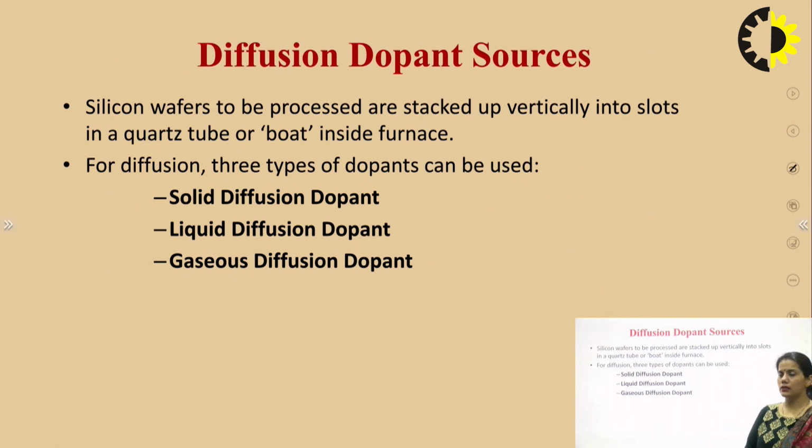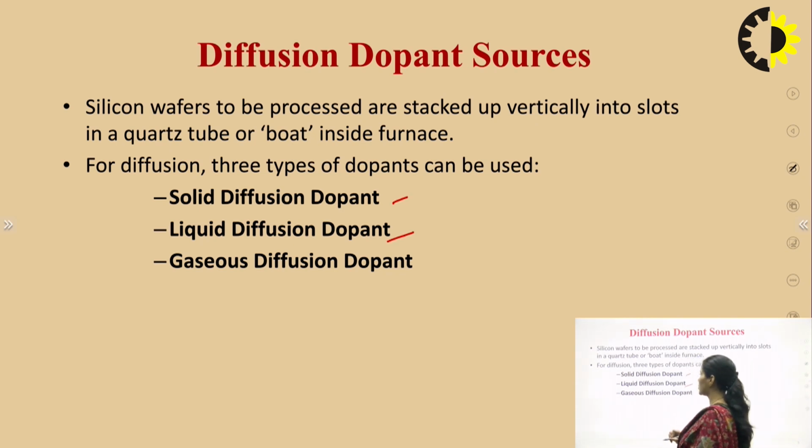Let us see the next topic. When we are talking about the diffusion reactor or the diffusion furnace, there are different types of diffusion furnaces depending upon the type of dopants we are using. There can be three types of dopants: a solid diffusion dopant, a liquid diffusion dopant, and the third one is the gaseous diffusion dopant.